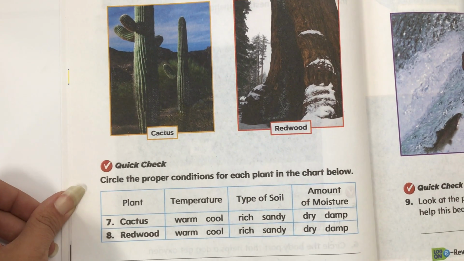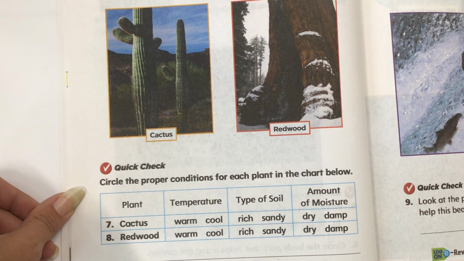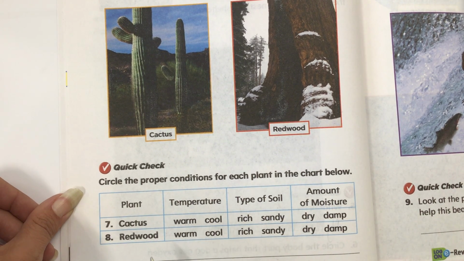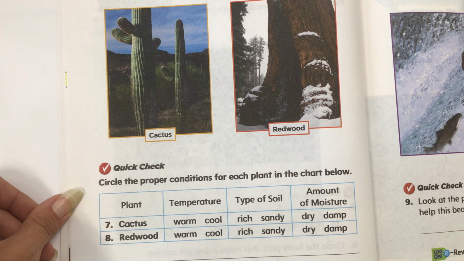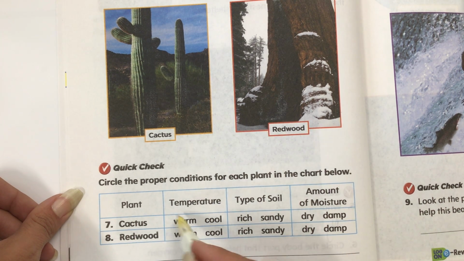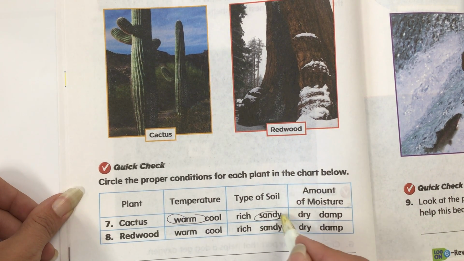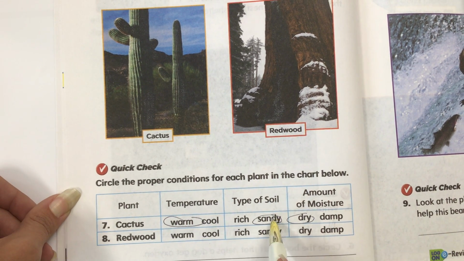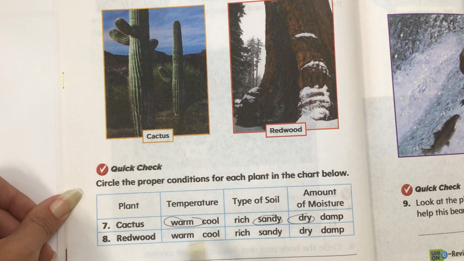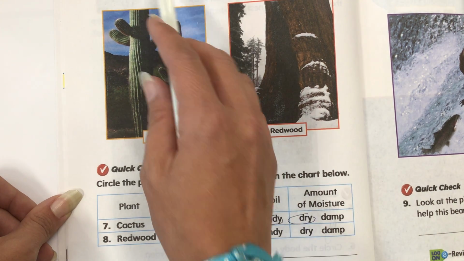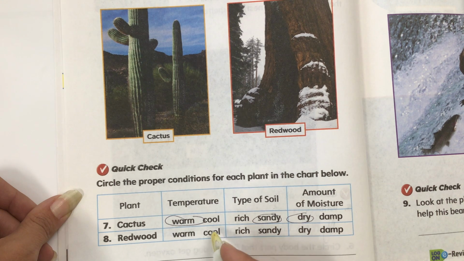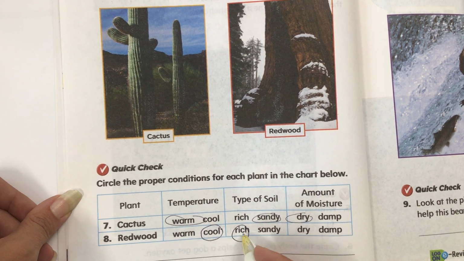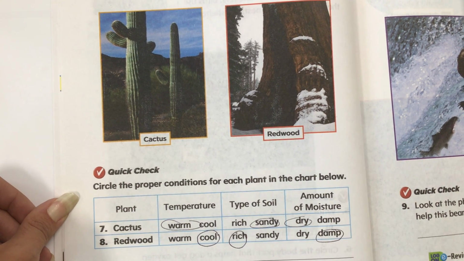Quick check. Circle the proper conditions for each plant in the chart below. A cactus, we just read, needs a warm, dry environment with sandy soil. So let's see, warm, sandy, and dry. The temperature needs to be warm, the soil needs to be sandy, and the moisture is dry. The top says, a redwood needs a cool, wet environment with rich soil. So cool, rich soil, and another word for wet would be damp.